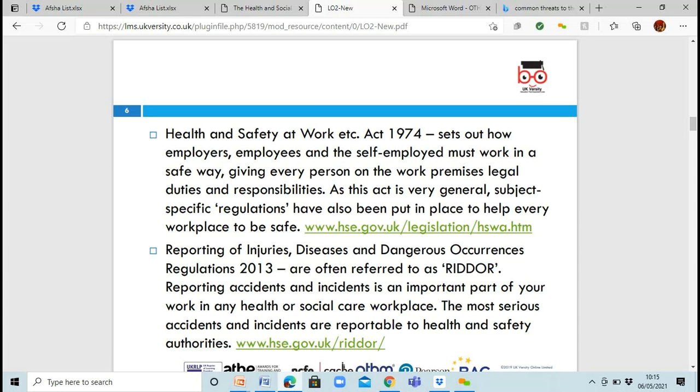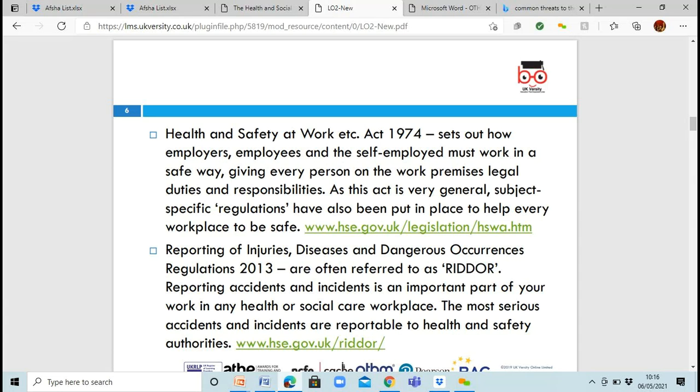So it gives you a very good guideline of exactly what needs to be done to maintain safety or to reduce any issues. Then we've got RIDDOR, which you might have heard of, which is the Reporting of Injuries, Diseases and Dangerous Occurrences Regulations 2013. It's easier to say RIDDOR. So this helps you to set in place how you're reporting accidents or any incidents that happen within your setting. So this is for things that might be quite serious.